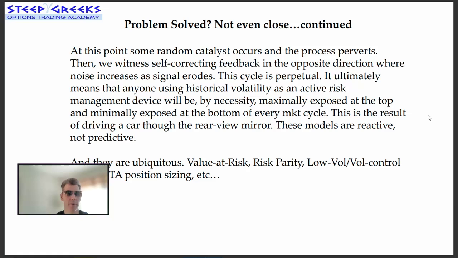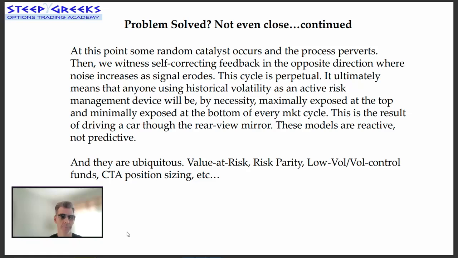It's essentially driving a car through the rearview mirror. As long as we're going straight and there's no turns, there's no problems. But once you have a turn, you hit a tree and you fly through the windshield and you're dead, right? These models are reactive. They're not predictive. They're statistical in the sense that they look at the past and then they say, okay, the future should look like the past, so that's how we're going to behave. And these models are ubiquitous.